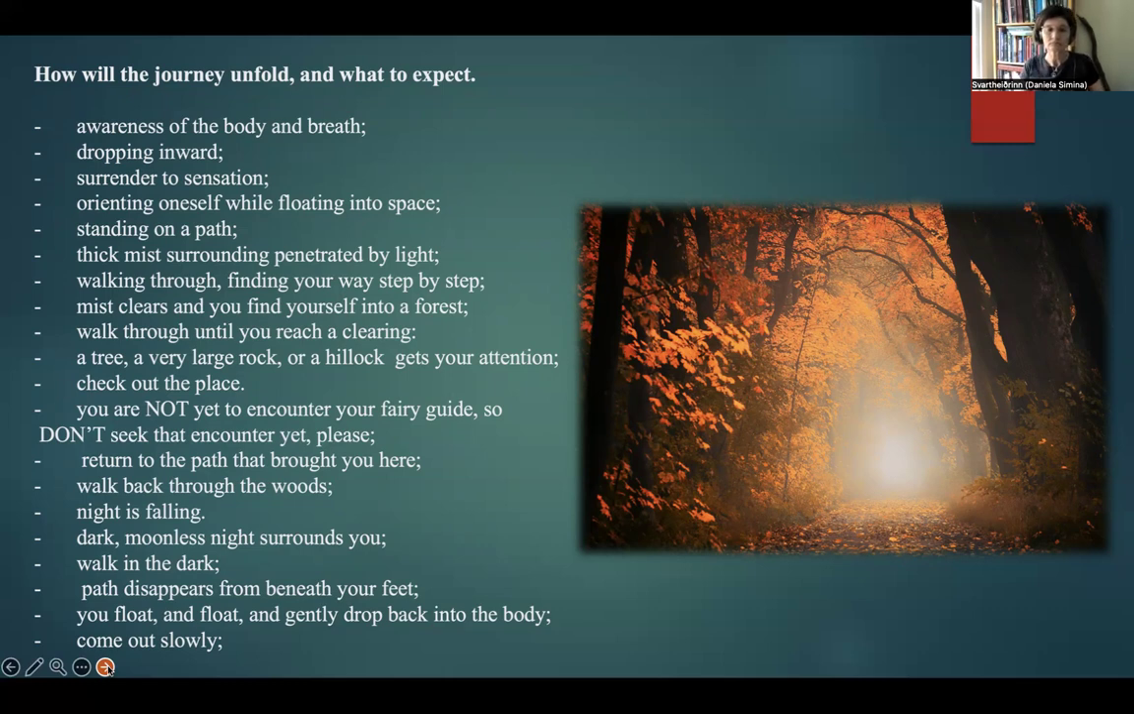I will use the same guidance that is on the screen, so you can review this at a different time when it suits you. For now, just close your eyes, come to breath. And each time you exhale, feel dropping inward, like dropping behind the space, dropping into the space behind your closed eyelids.